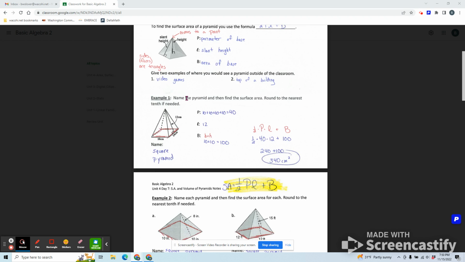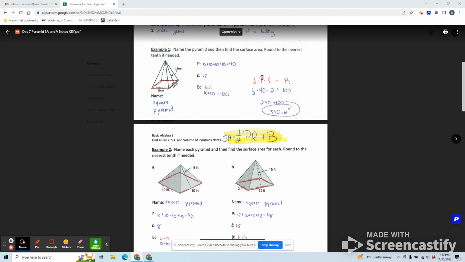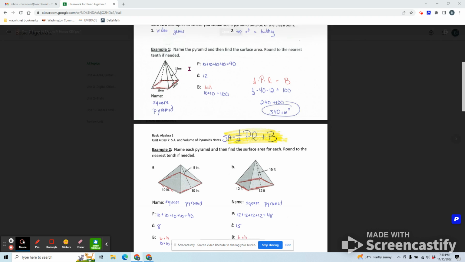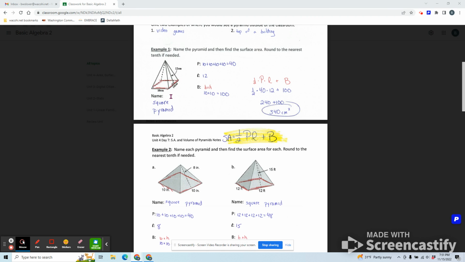So example 1 says, name the pyramid and find the surface area, round to the nearest tenth if needed. So here's our formula, half PL plus B. So the half is always going to be in there. The uppercase P is the perimeter of the base. So I outline the base. It is a square, so I have a square pyramid. To find the perimeter of an object, you add up all of the sides. So 10 plus 10 plus 10 plus 10 is 40.